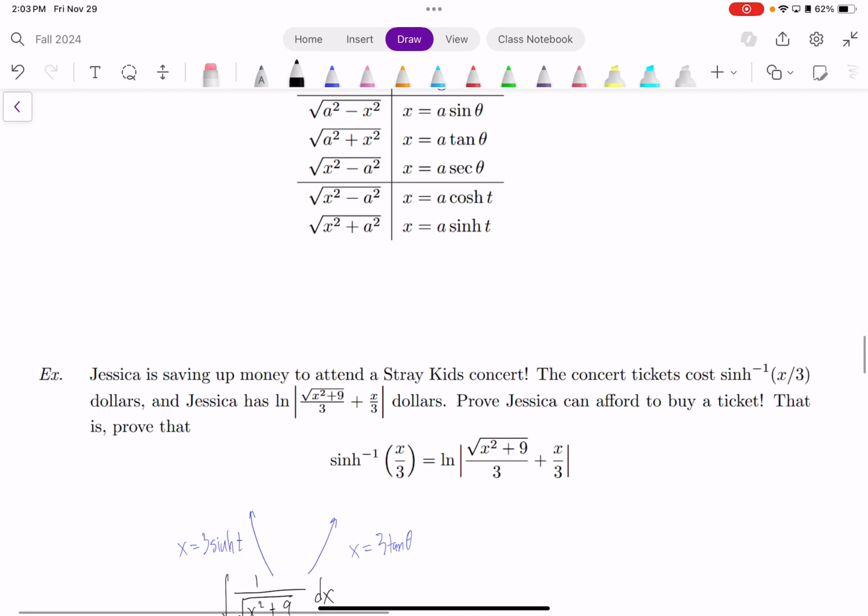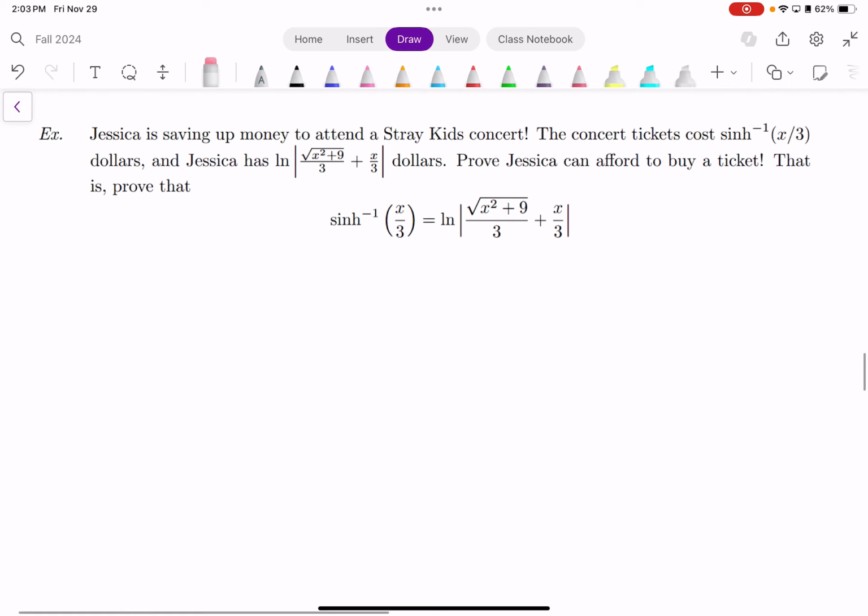Jessica. So, this is supposed to be a hint that shouldn't be there. Okay, so Jessica is saving up money to attend a Stray Kids concert. The concert tickets cost sinh inverse of x over $3, and Jessica has the log of the root of x squared plus 9 over 3 plus x over $3. Let's prove that Jessica can afford to buy a ticket. That is, let's prove that the sinh inverse of x over 3 is equal to the log of the root of x squared plus 9 over 3 plus x over 3.